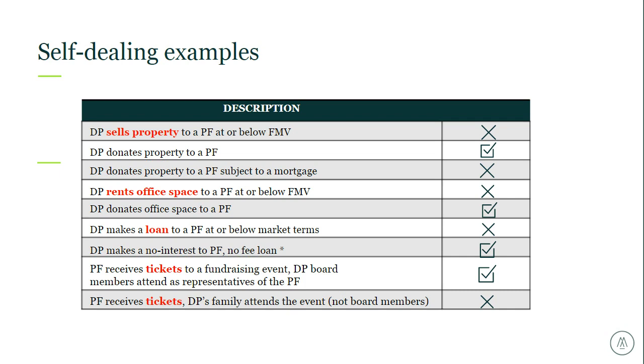One of the common ones we see is if a private foundation receives tickets, a disqualified person can't, if they can't make it to the event, give those tickets to someone else to attend. That is not appropriate if they're not board members.